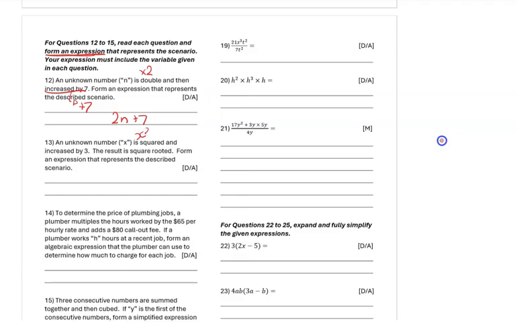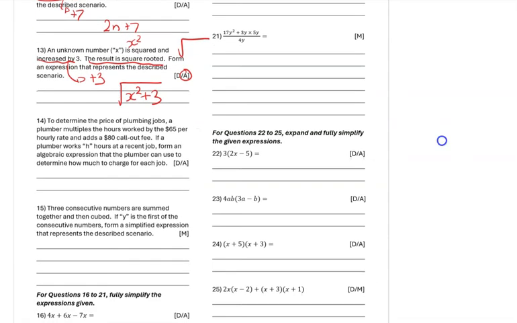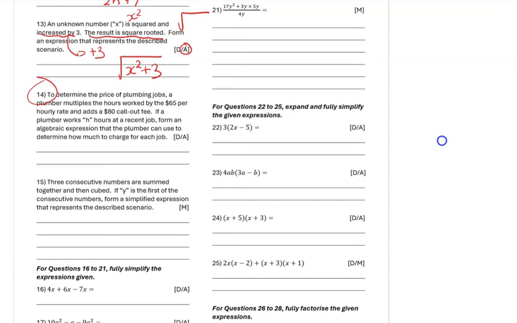So going down to question number 13, an unknown number x is squared. So we know x squared would look a little bit like that, and then increased by 3, and again increased by 3 is plus 3. So let's write that down. We've got x squared plus 3 so far. The result is then square rooted. So remember, square root is that funny looking sign like that. Form an expression to describe the scenario. So we're going to put a big square root around my x squared plus 3.